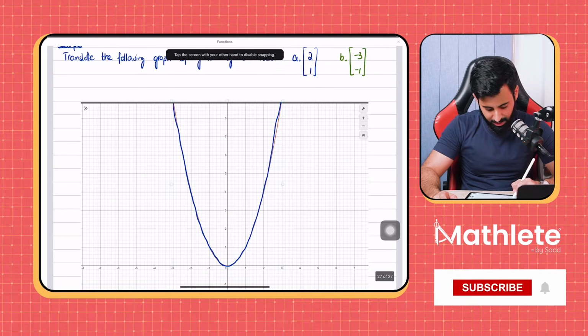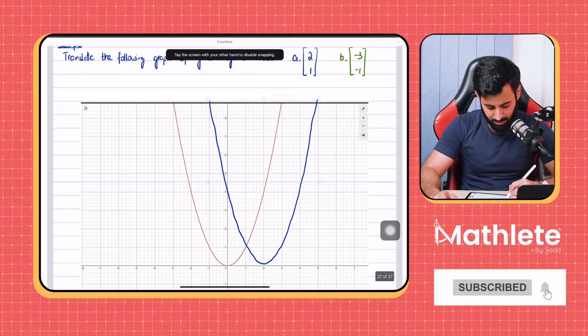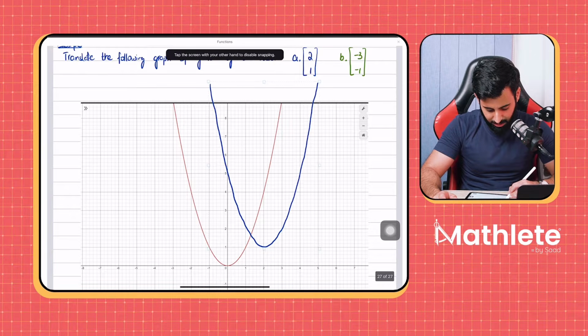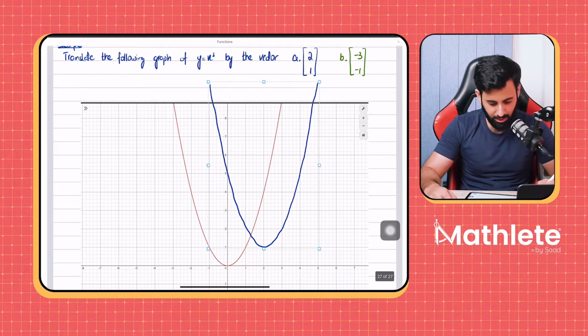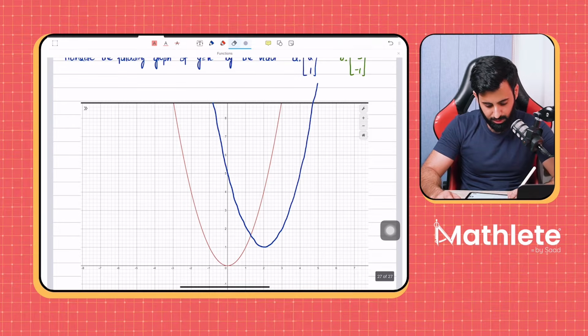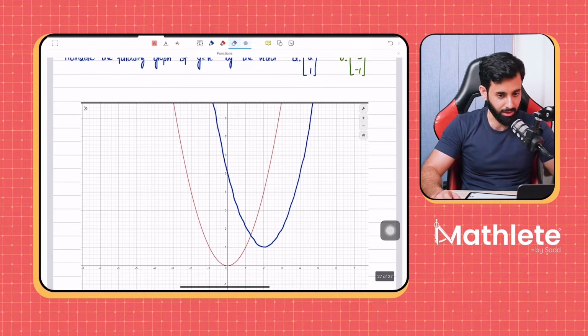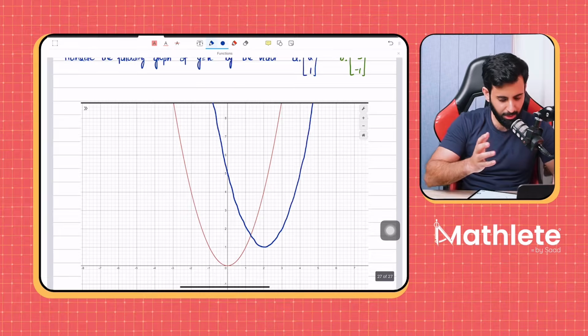So here's the original curve. Translating it 2 units right means this is what it's going to look like, and then 1 unit up means this is what it's going to look like. And there you go. That's it. Job done. So we're just going to erase the excess part. And here we go.